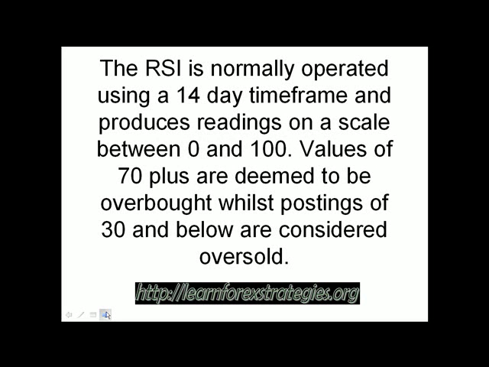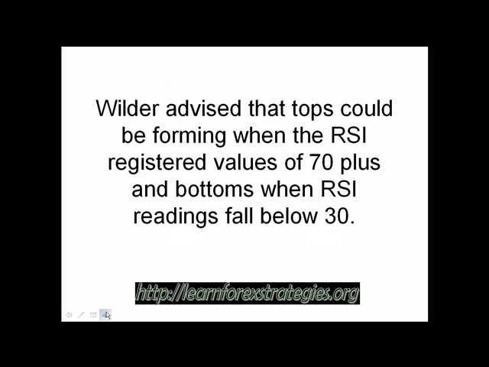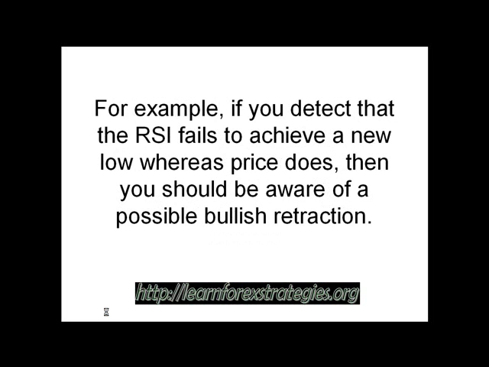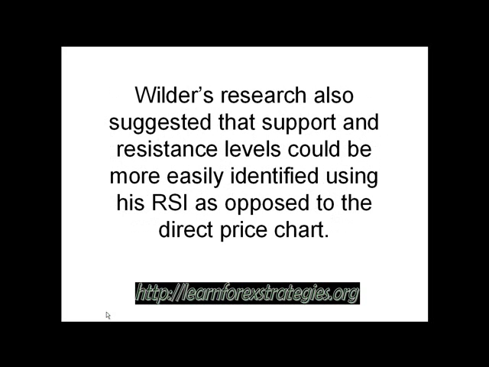Values of 70 plus are deemed to be overbought, whilst postings of 30 and below are considered oversold. Wilder advised that tops could be forming when the RSI registered values of 70 plus and bottoms when RSI readings fall below 30. You should also carefully note any divergence between the RSI and price, because such a feature can be an early warning that a retraction is imminent. For example, if you detect the RSI fails to achieve a new low whereas price does, then you should be aware of a possible bullish retraction.